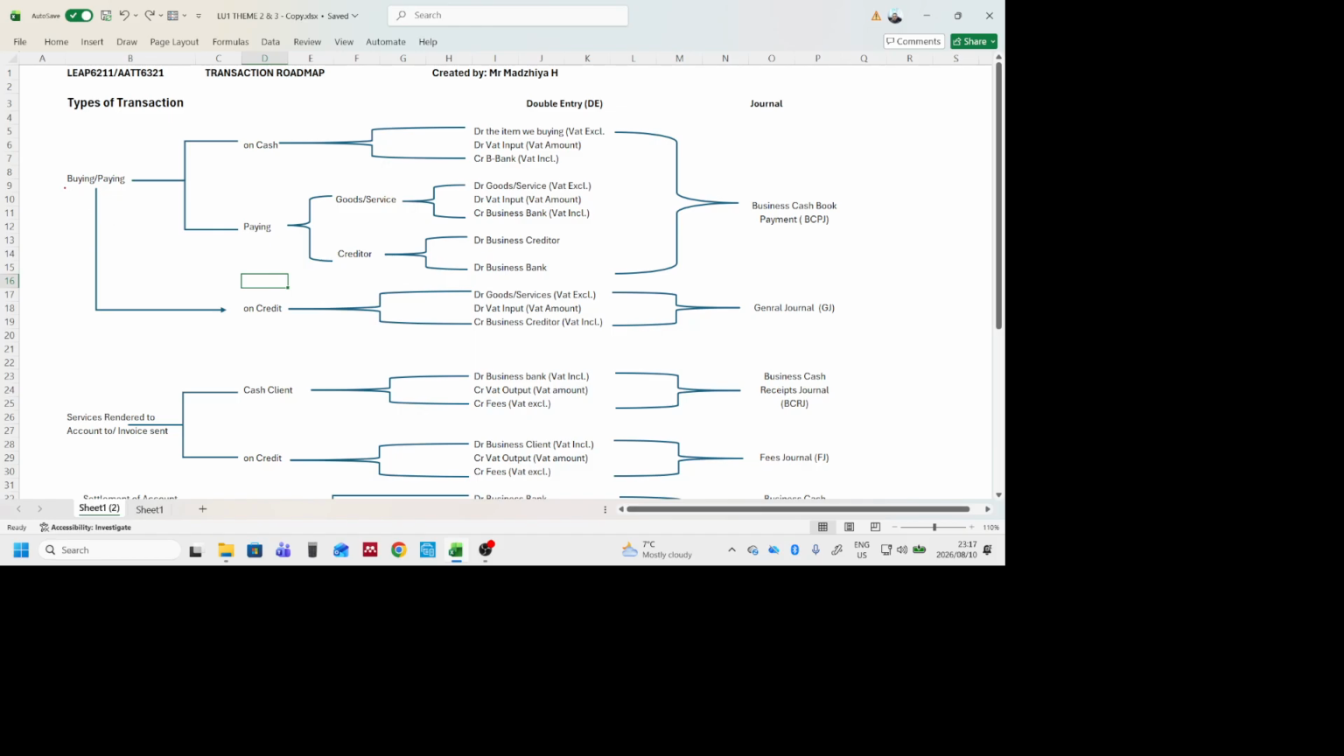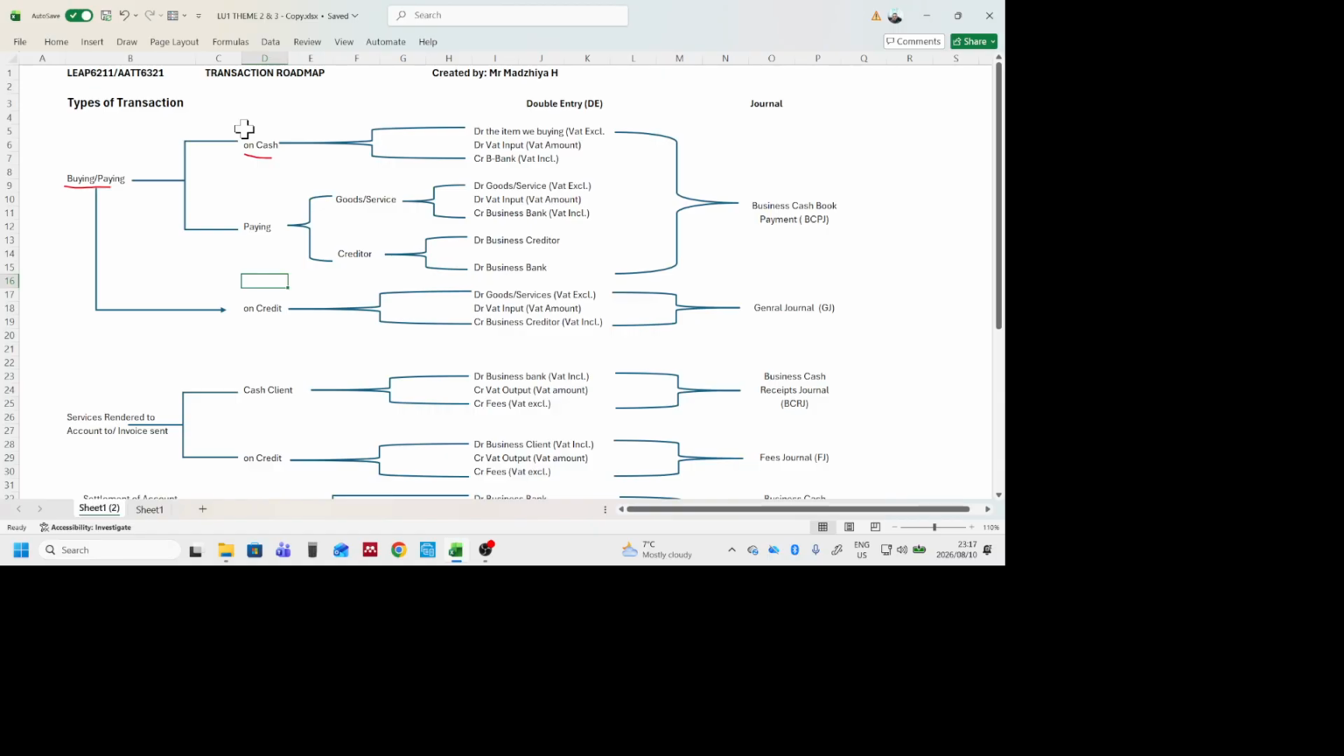We've got the types of transaction where the business can enter into a transaction of buying or paying. First we're going to look at where the business buys on cash. When the business enters into a transaction of buying on cash, you will identify the minimum accounts that are affected. Based on the double entry system, a minimum of two accounts needs to be identified at all times. In addition to the previous concept that we've learned, we're now going to add an additional account, which is called the VAT account. There will be an input or an output VAT account.